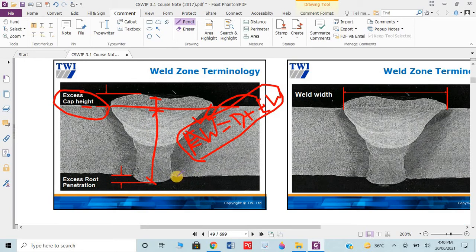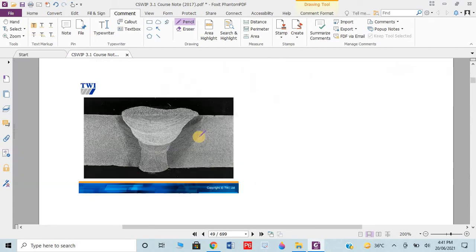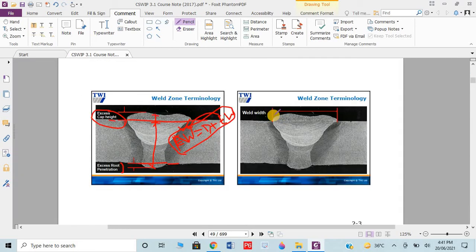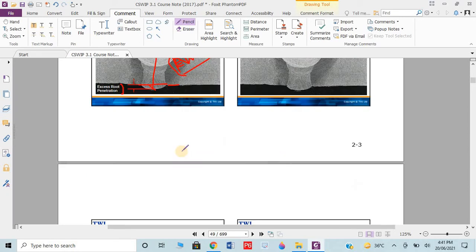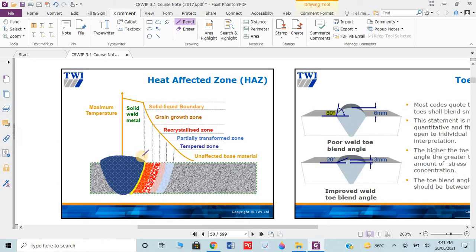Then we have the bottom side. Here you can see up to here we need the welding, but if the welding goes beyond this boundary, then it's known as excessive root penetration. Penetration is actually to penetrate or deposit the weld metal in the joint. If the deposited material goes over the boundary, it's called excessive root penetration. Same, the width of the entire weld is known as weld width. You can see here HAZ, heat affected zone.